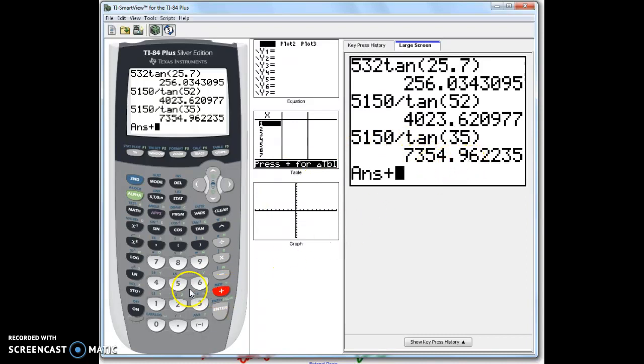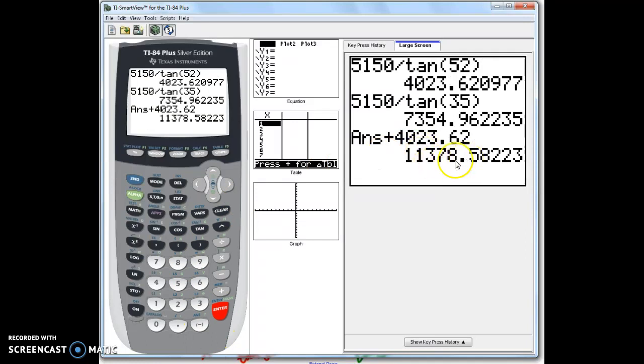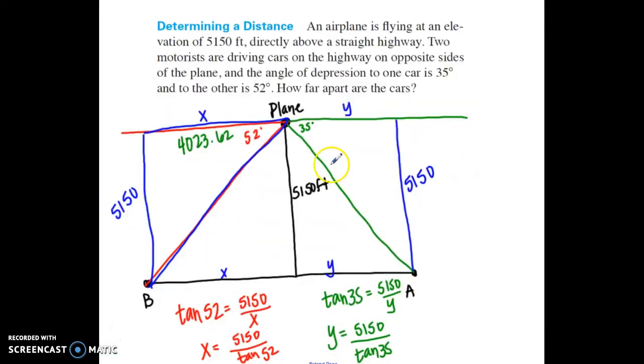So let's just go ahead and add that x, 4,023.62. And that means our total distance is about 11,378.6. So our final answer here, 11,378.6, and this would be in feet.